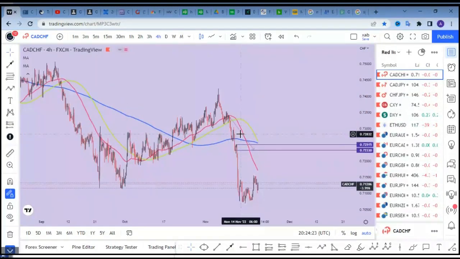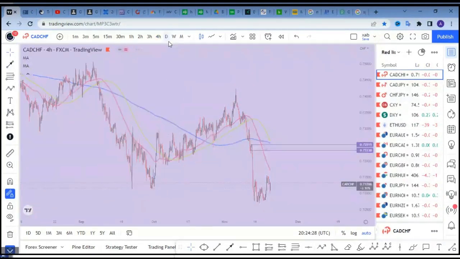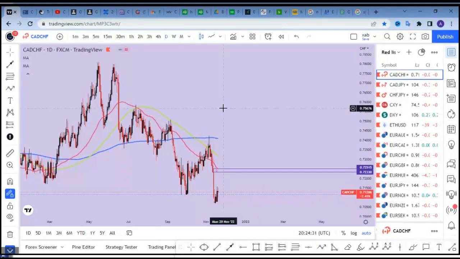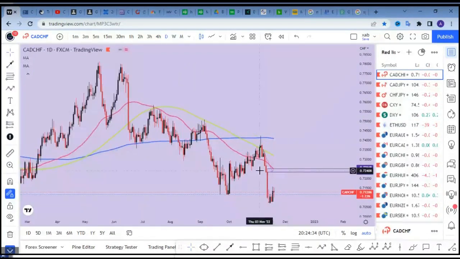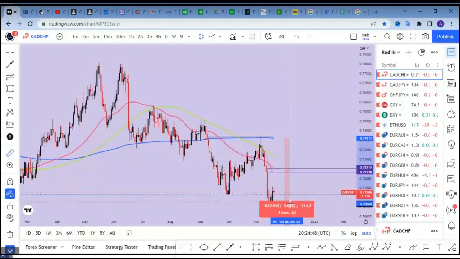Yeah, so this is CAD CHF. I think those in the mentorship group, those who just completed their trainings, will remember this huge sell was a setup that we had and we waited for several days until it finally played out eventually. About how many pips moved? Let me quickly check. Yep, over 340 pips move.